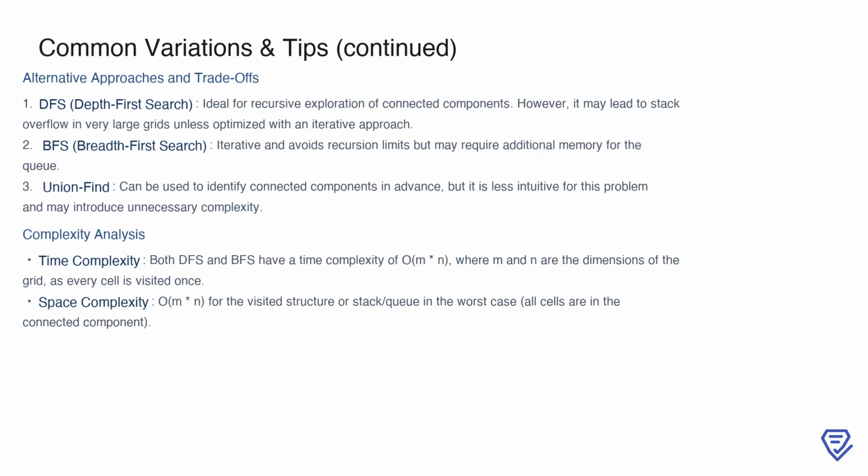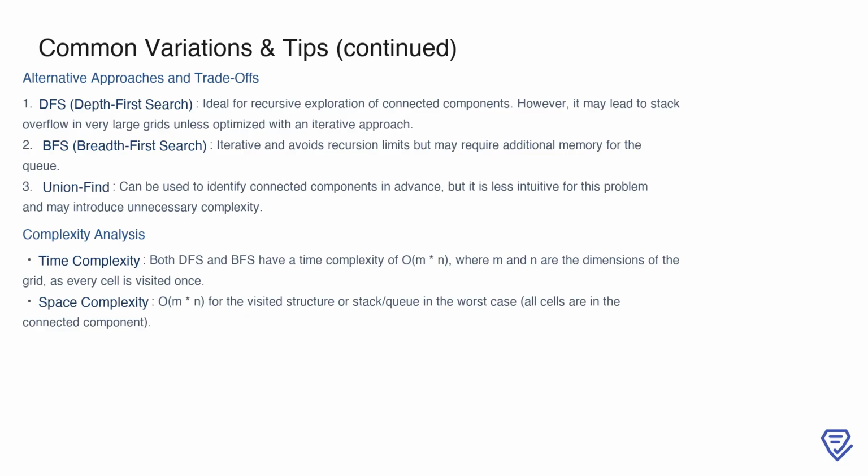There are several approaches to solving this problem, each with its own trade-offs. Depth-first search, or DFS, is well suited for recursive exploration of connected components. However, in very large grids, it may lead to stack overflow unless you optimize it with an iterative implementation using an explicit stack. Breadth-first search, or BFS, is iterative by nature and avoids recursion limits, but it typically requires more memory for the queue, which can grow large in dense or expansive grids. Alternatively, a union-find approach can be used to identify connected components ahead of time. While this method is powerful for certain types of problems, it is less intuitive for this specific scenario and might introduce unnecessary complexity.